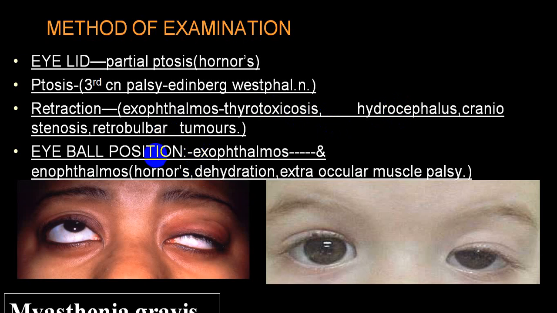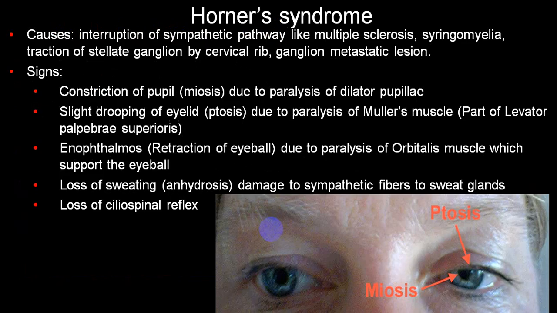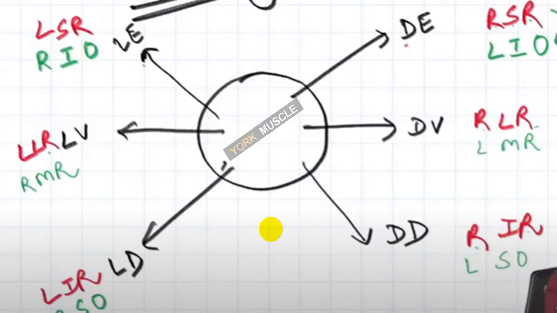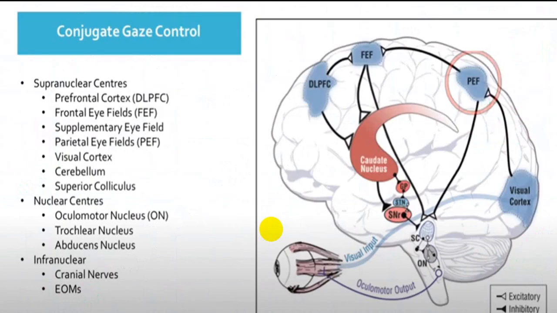So look for exophthalmos, enophthalmos. Enophthalmos will be common in Horner syndrome, even in a case of dehydration, or in case of an extraocular muscle palsy, multiple extraocular muscle palsy, you can have enophthalmos. Horner's we have already discussed, we have uploaded that. These are all what we call yoke muscle actions.